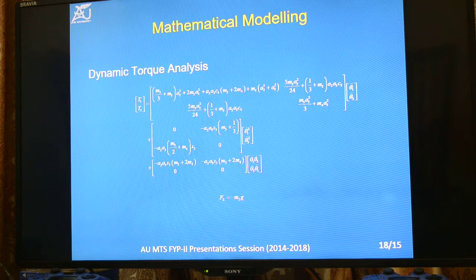This dynamic torque analysis can be solved in MATLAB using jtraj. So that's pretty much it.